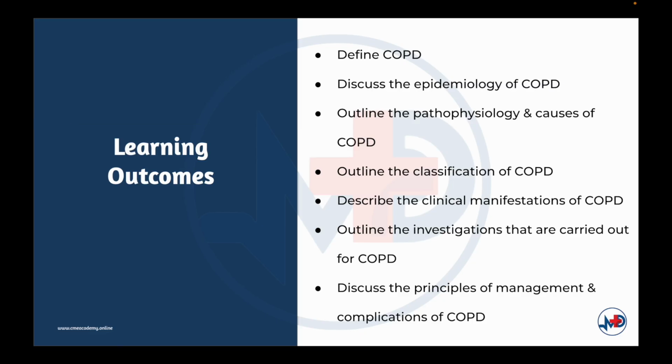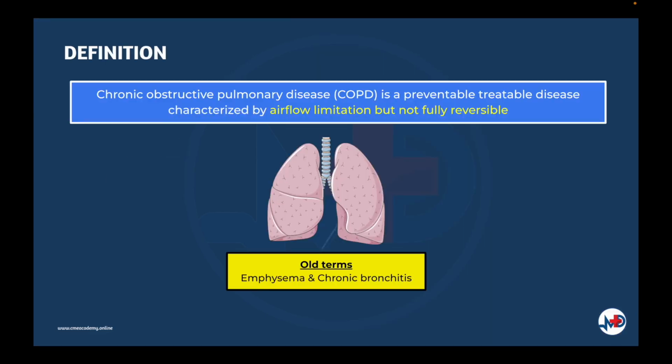Let's get started. According to the Global Initiative on Obstructive Lung Disease or GOLD, chronic obstructive pulmonary disease or COPD, in short, is a preventable, treatable disease characterized by airflow limitation that is not fully reversible. The old terms COPD referred to are emphysema, which means destruction or enlargement of the alveoli, and chronic bronchitis, which presents with chronic cough and phlegm.